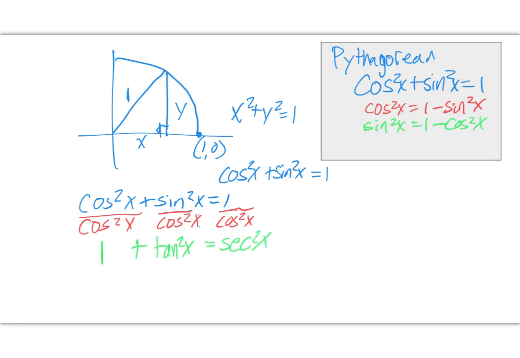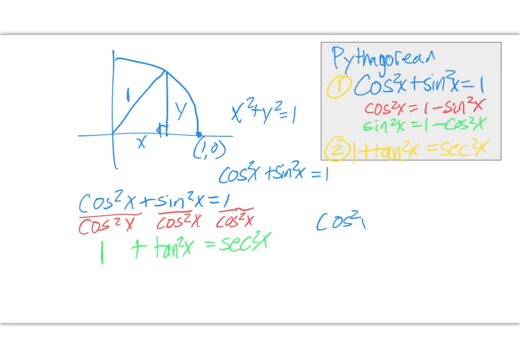So our next Pythagorean identity, if we've got our primary one here, our second one is going to be 1 plus tangent squared of x is equal to secant squared of x. We could also flip that around by subtracting 1 from both sides, but I'm not going to show that here because I figured that's an okay thing to not show.